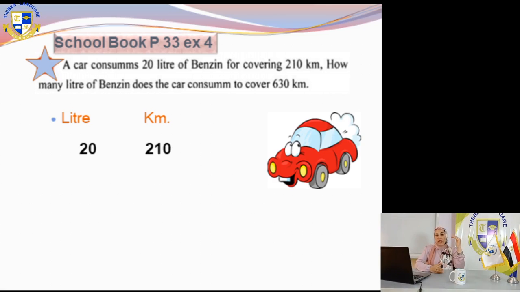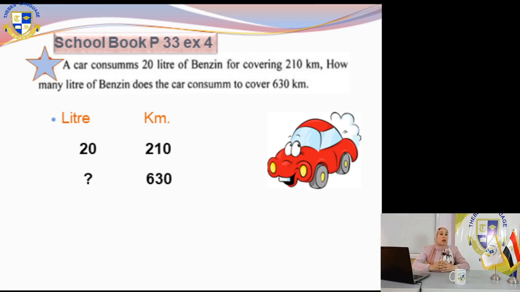The first line will be names, liter and kilometer, okay? And put each value under each name. So I have 20 liter and 210 kilometer. 20 will be under the liters and 210 kilometer will be under the kilometers, okay? Our last value is 630 kilometers. So I'll put it under the kilometers.